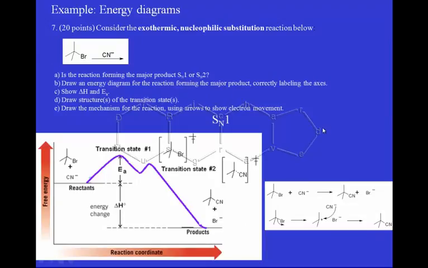The other possible diagram that you might have to draw is an SN1 diagram. Again, you'll be told whether it's exothermic or endothermic. In this case, it's exothermic, which means the products will be lower energy than the reactants. We're dealing with a tertiary compound here, so we'll be looking at an SN1 type process. SN1s have two humps, with the first hump being very much higher than the second hump.